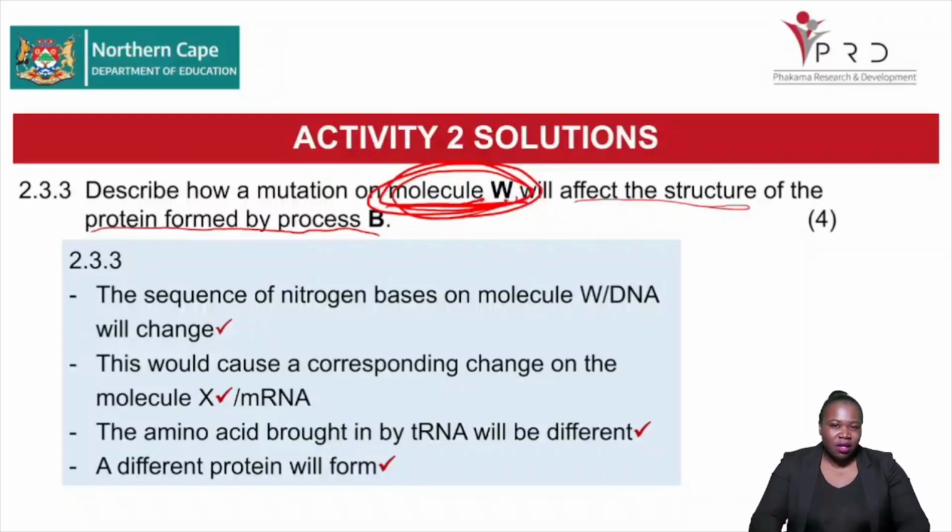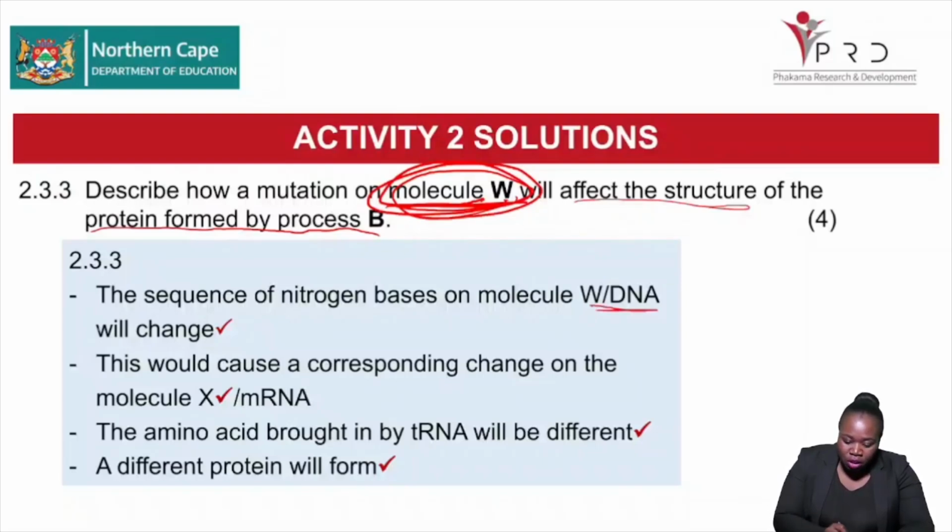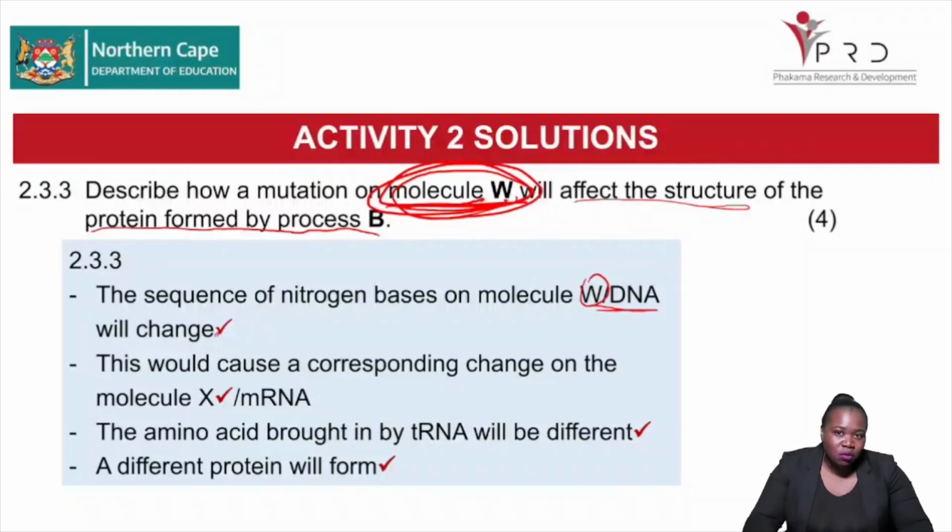So in this case, we are giving this answer in a general manner, whereby we will say that the sequence of the nitrogenous bases on the DNA molecule, or on molecule W, will change. So remember, we were expected to label molecule W, right? And if you did not get that mark for labeling molecule W, you can still say molecule W and you will still get a mark, because there was a mark previously for saying molecule W is DNA. You cannot lose marks twice for the same thing. So even if you are not sure, simply say molecule W. You'll get a mark for that.